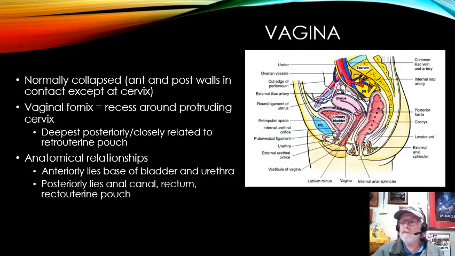Again, normally the vagina, just in a resting position, is usually closed. It's sort of collapsed anteriorly and posteriorly, except at the cervix. At the area of the cervix, there's an open area on both sides. Okay, and that's called the fornix, F-O-R-N-I-X. If you see the word fornix, that's what that is. That's the opening on both sides of the cervix.